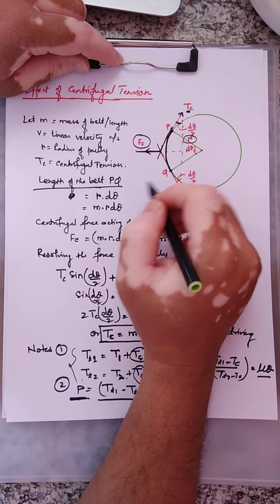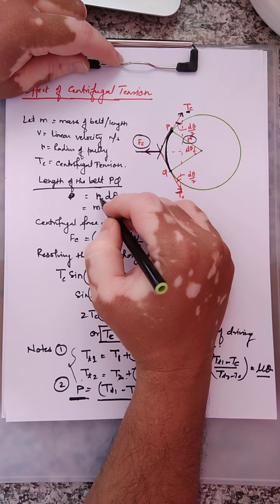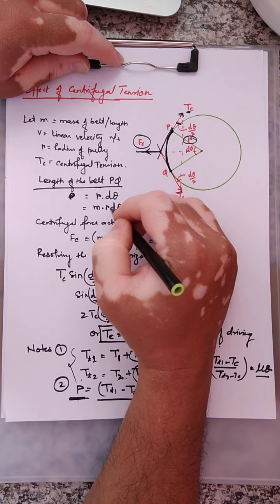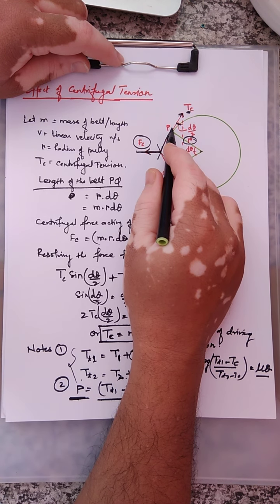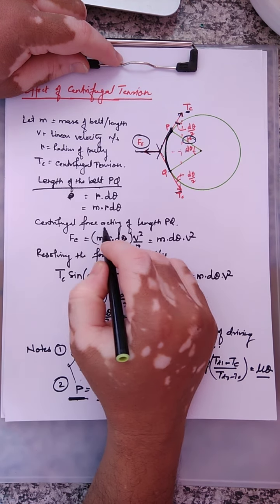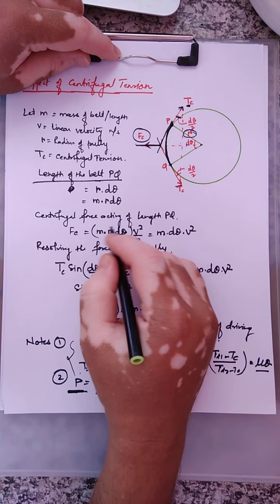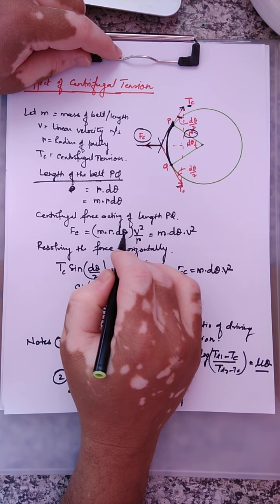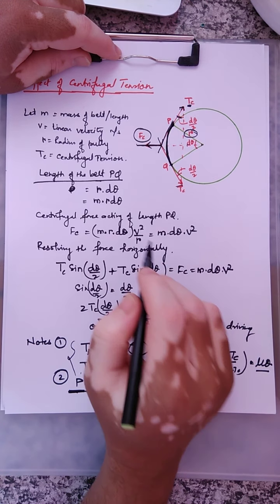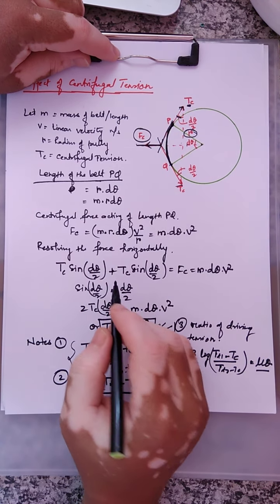Now from P to Q, the length of the belt will be r dθ. This is the radius of the pulley, r dθ, and if you consider the mass of the belt, then it will be m r dθ. Now the centrifugal force acting on length PQ, Fc, is equal to m r dθ v square by r, that is m dθ v square. Okay, now we have to resolve all the forces horizontally.